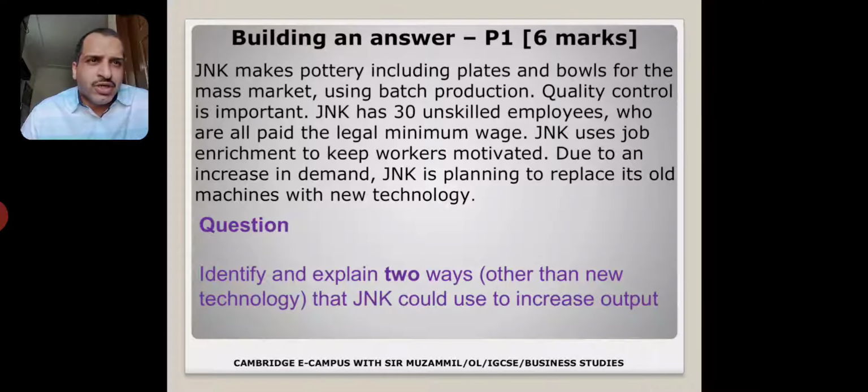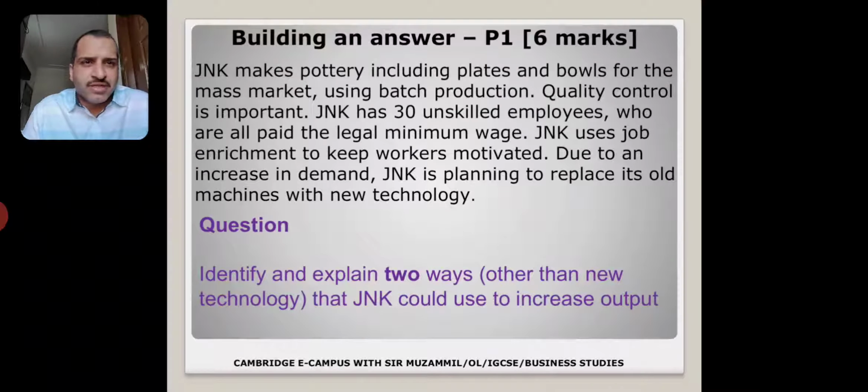JNK makes poultry including plates and bowls for the mass market, using batch production. Quality control is important. JNK has 3 unskilled employees who are paid the minimum wage rate. JNK uses job enrichment to keep workers motivated due to an increase in demand. JNK is planning to replace its old machine with a new machine. The question is: identify and explain 2 ways other than that JNK could use to increase output.